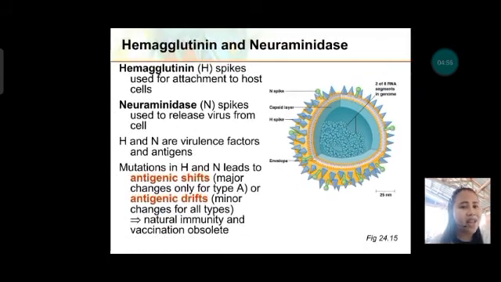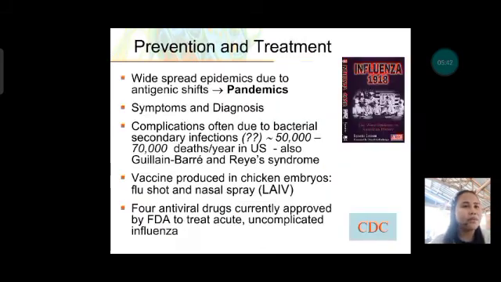So, H and N are virulence factors and antigens. The mutation in H and N leads to antigenic shifts, major changes only for type A, and antigenic drifts, minor changes for all types. So, the natural immunity and vaccination become obsolete. So the prevention and treatment. Widespread epidemics due to antigenic shifts cause pandemics.